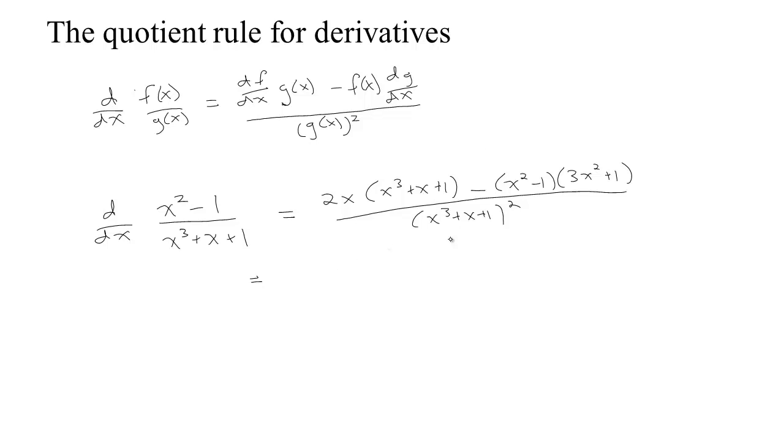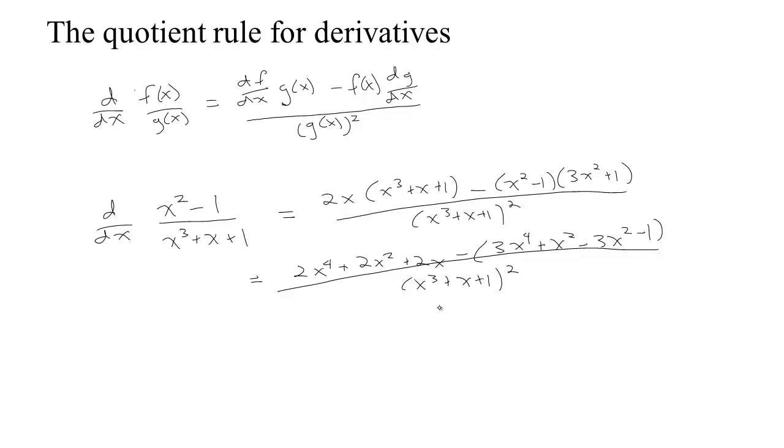Okay, now the calculus is done, but when you have a fraction, you usually try to put that fraction in lowest terms. To get this in lowest terms, what I'm going to need to do is factor. But before I can factor, I'm going to need to expand this. So I'm going to multiply it all out, collect like terms, and then see if I can factor. If I multiply this out, I have 2x to the fourth plus 2x squared plus 2x, and then minus, if I multiply this out, x squared times 3x squared would be 3x to the fourth, plus x squared, minus 3x squared, and then minus 1, all over x cubed plus x plus 1 squared.